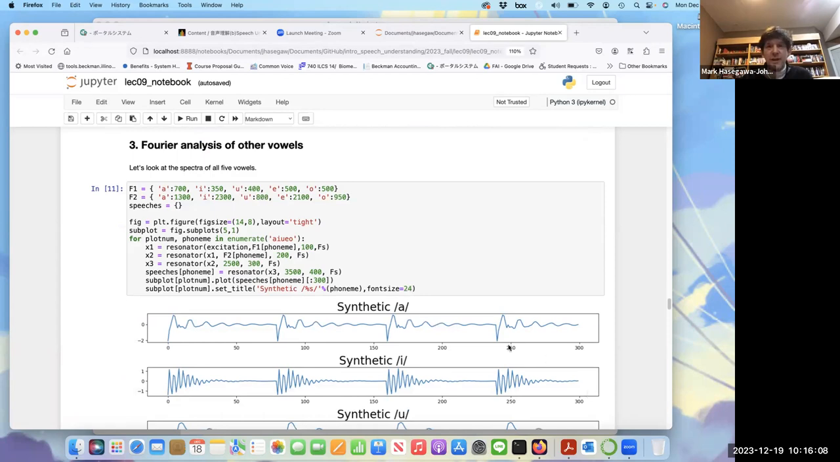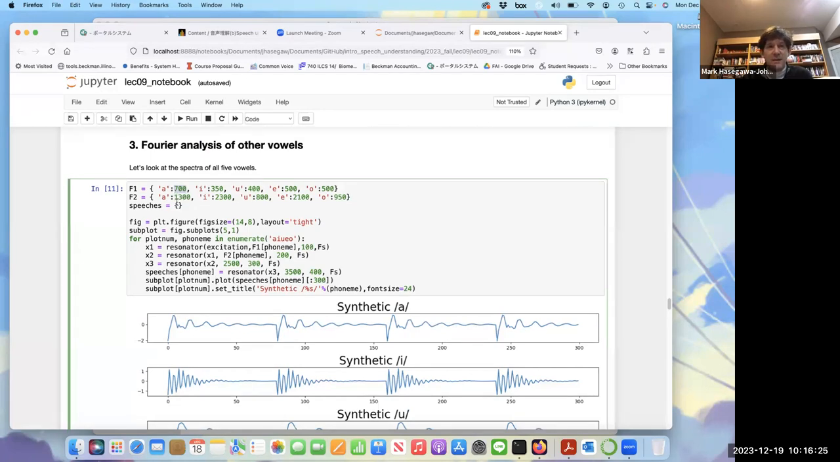And I'm going to do that by creating synthetic vowels: ah, e, u, a, and o. I'll create all of those synthetic vowels, and then I want to take their Fourier transforms and show that these frequencies that I enter are the frequencies of peaks in the FFT.